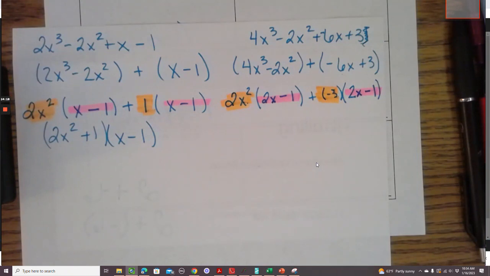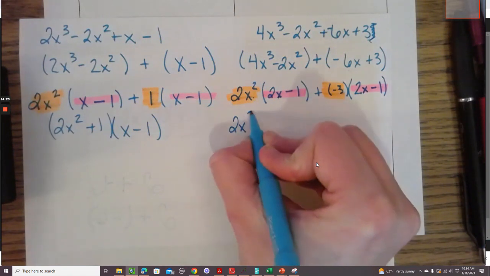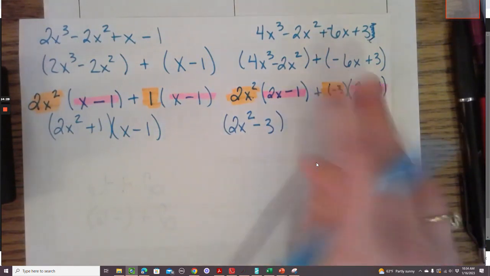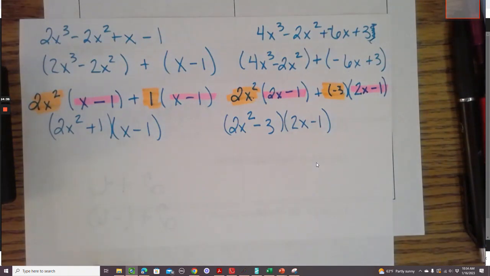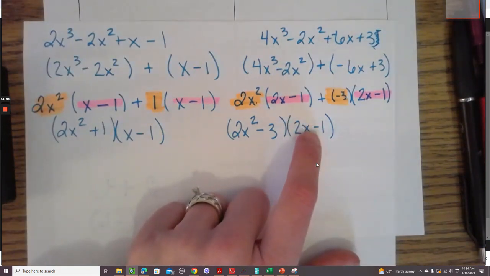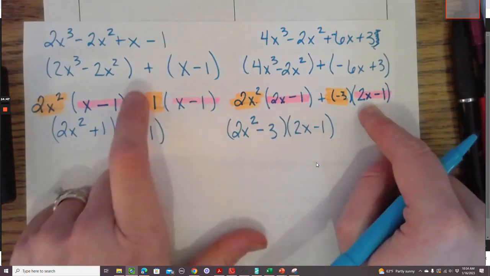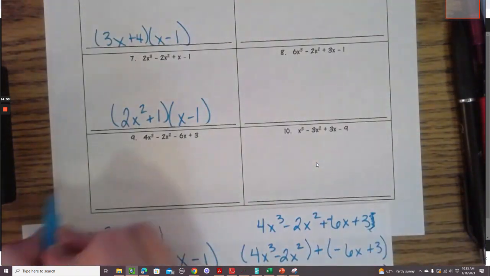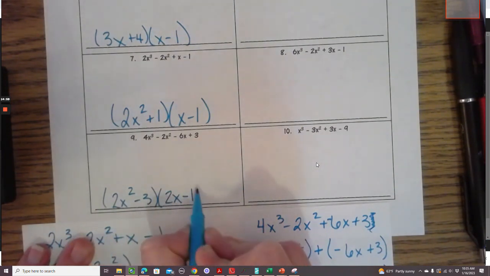I got you. So 2x squared plus negative 3, I can write as 2x squared minus 3. Same thing, plus a negative is the same as subtraction. And then whatever repeats, 2x minus 1. So whatever repeats only gets written down once. If it doesn't repeat, then you messed up somewhere. You should have something that repeats. See how 2x minus 1 repeated here? So 2x squared minus 3, 2x minus 1.